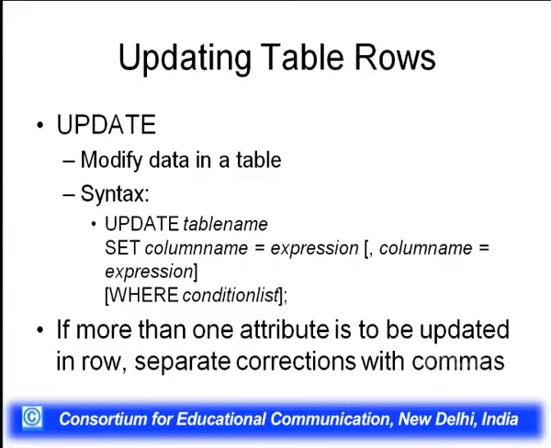So basically the next data manipulation command that we are doing is the update command. The update command is used to modify the data in a table. The syntax is update table name set column name is equal to expression. You can set more than one column using the same command, and you give a condition. If more than one attribute is to be updated, you can separate them with the help of commas.